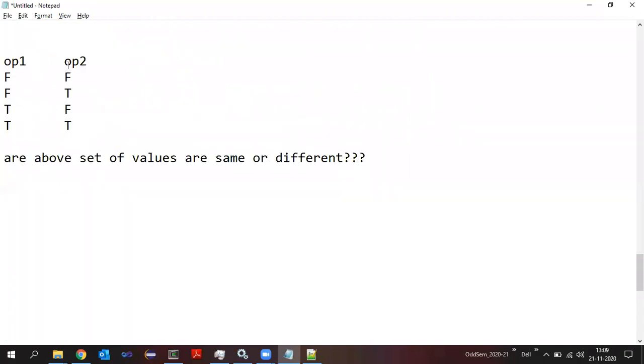Let us say here, I'm just putting it over here. The first one is the first operand, the second one is the second operand. Then the operation I'm performing is the AND operation, and here I will be writing the result.